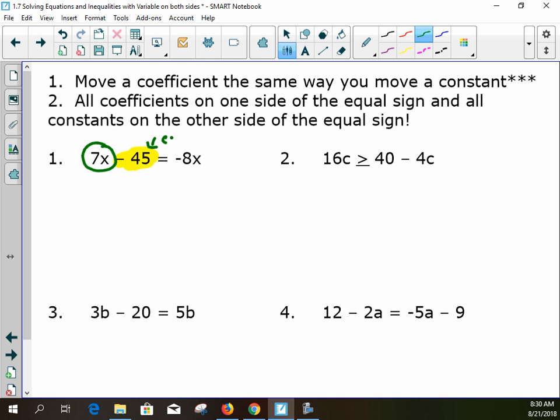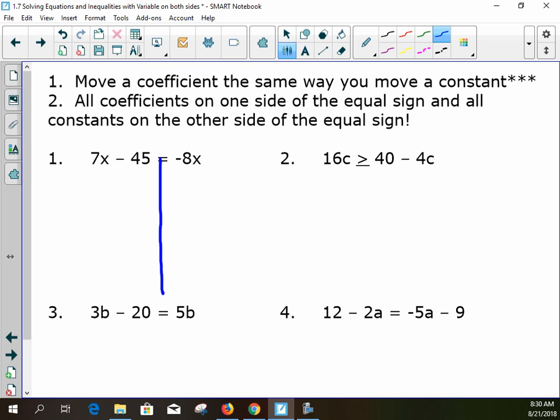So this is my constant. It's constant. It stays the same. This is my coefficient. This is going to change depending on what x is. Not a constant, it's a coefficient. So we put our line here. I cannot add 7x and negative 8x because they're on the opposite sides of the equal sign.